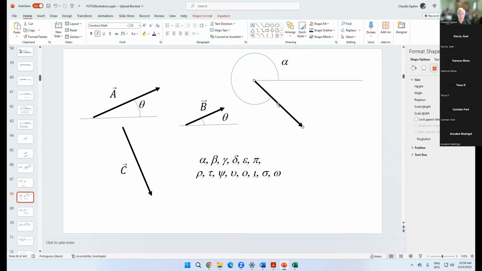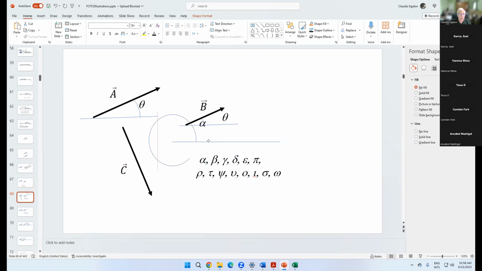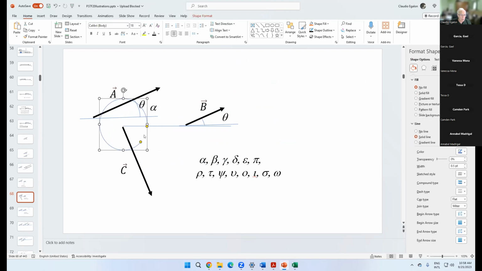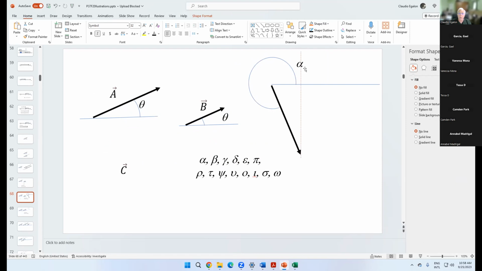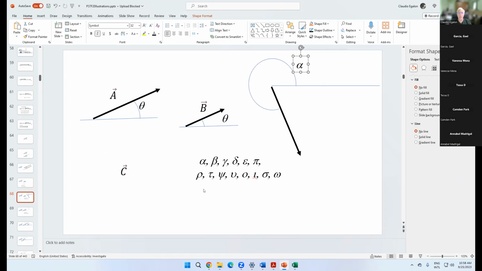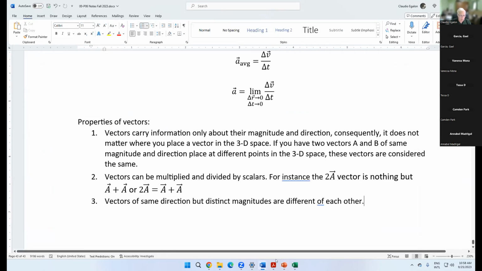I don't need that anymore. But I am going to put it here. Okay. Notice, oh, overlapping there, right? Yeah, let's put it back here. You know, this vector here has a different direction, but has the same magnitude, right? Has the same magnitude, and it's still different from the other. So that's another property of vectors, right?